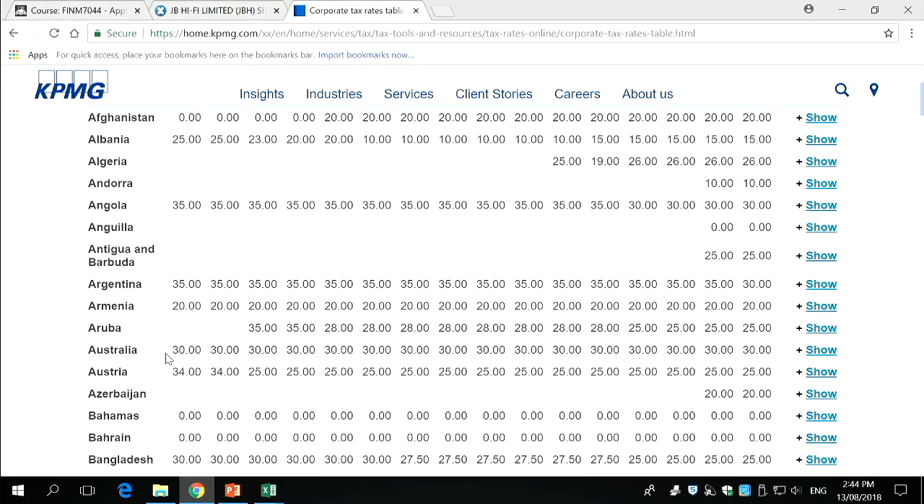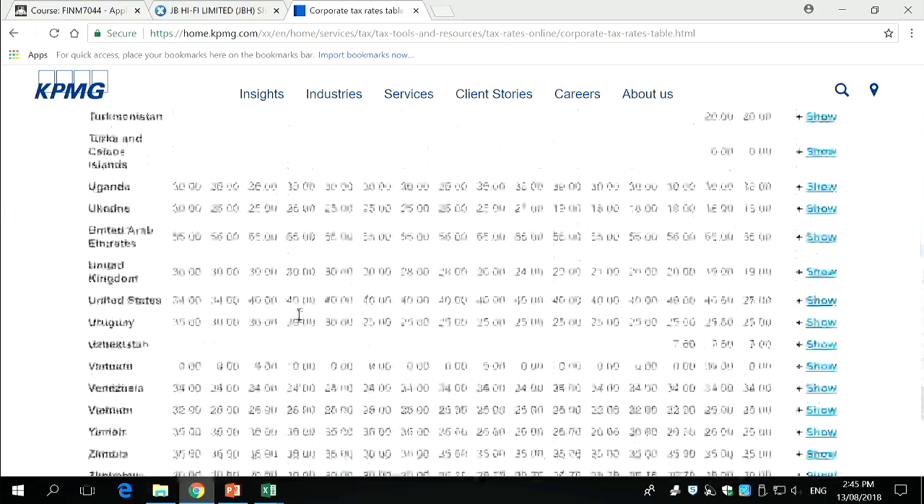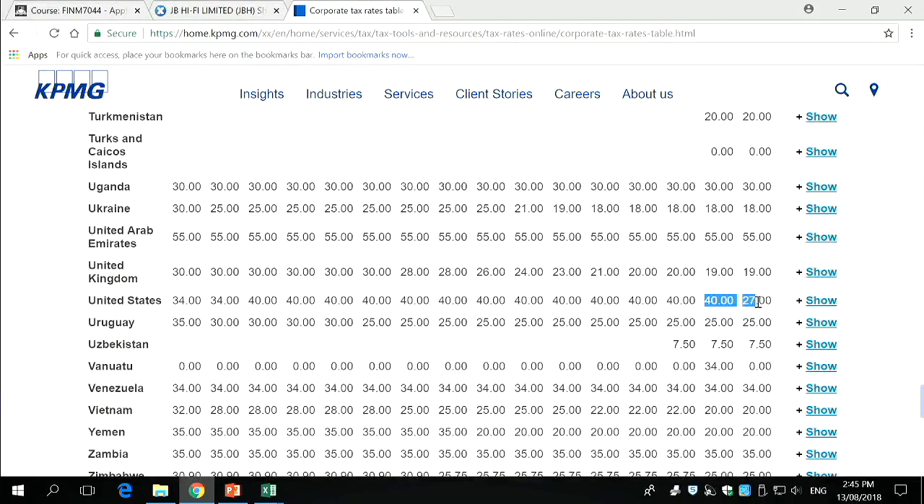In the past, it was 36. We had a reduction, I think it was in the 80s, from 36 to 30. Now there's some debate about reducing it to 26 or 25, because the Americans reduced their taxes a lot.